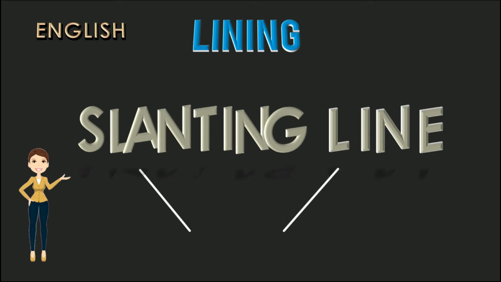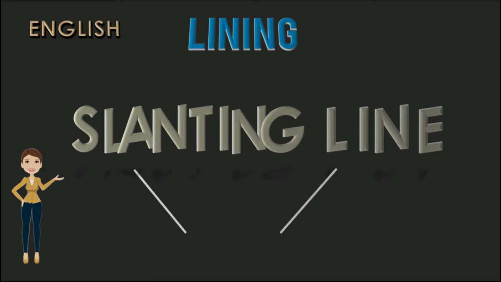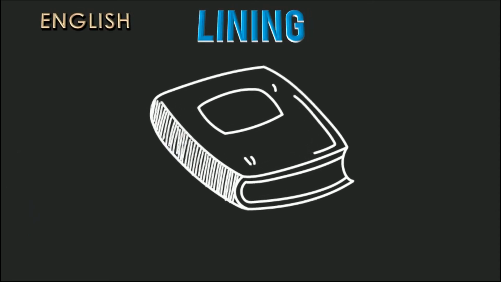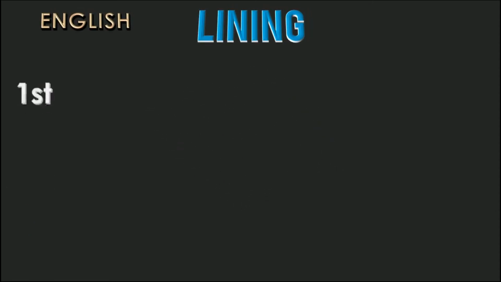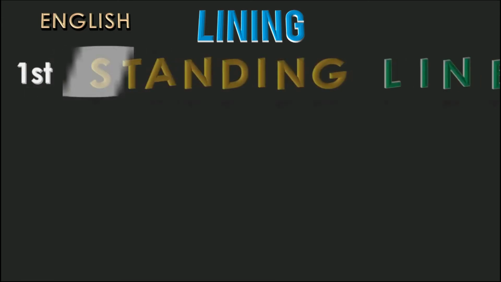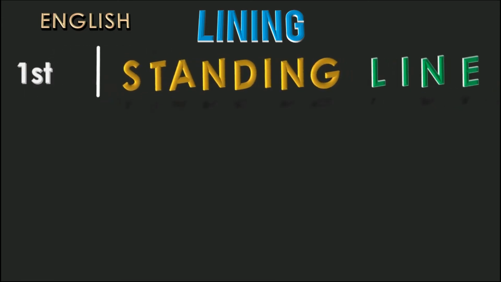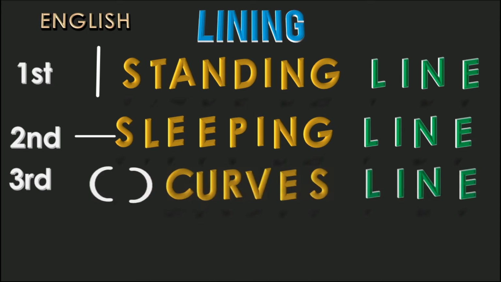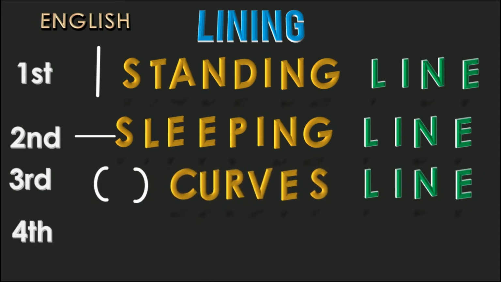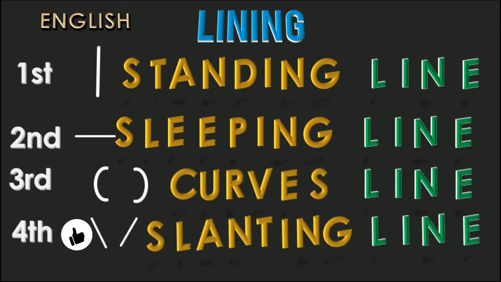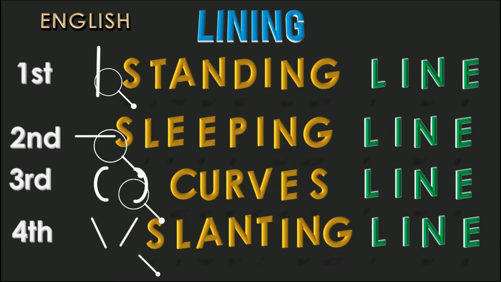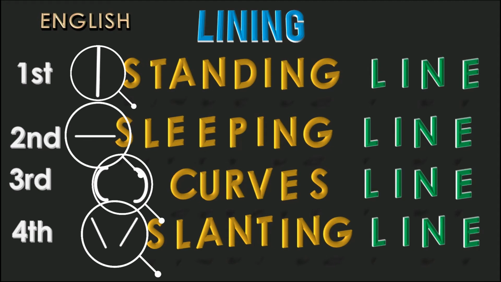So, children, I hope you know the 4 different types of lines. Let us read together once again. The first one is standing line. The second one is sleeping line. The third one is curves line. And the fourth one is slanting line. Well done children. Now, let us use these lines to draw a letter.